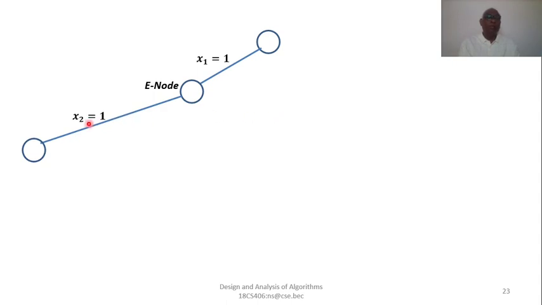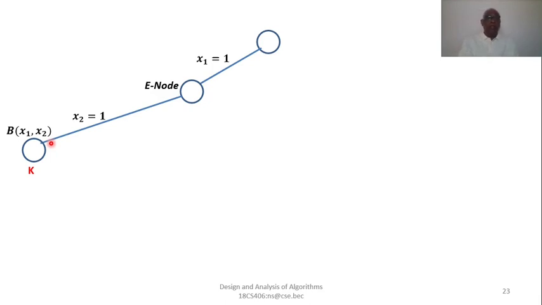x2 equal to 1. So this node is a result of choosing x2 equal to 1. And what is the partial solution represented by this node? x1, x2, that is 1, 1. Does it satisfy the bounding function, B of x1, x2? It does not satisfy the bounding function. Because the partial solution represented by this node does not satisfy the bounding function, we kill this node.